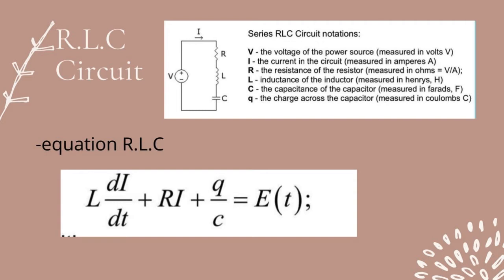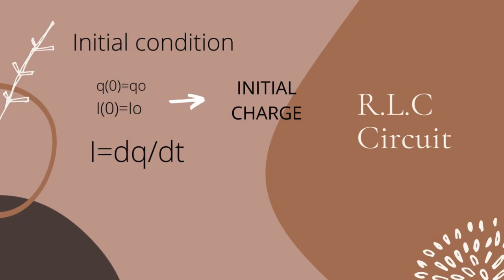The equation of RLC is L di/dt plus Ri plus Q/C equals E(t). Next, initial conditions must be used in order to answer an RLC circuit question, which are Q(0) equals Q initial, and I(0) equals I initial. Q is charge and I is current. We also can use I equals dQ/dt.